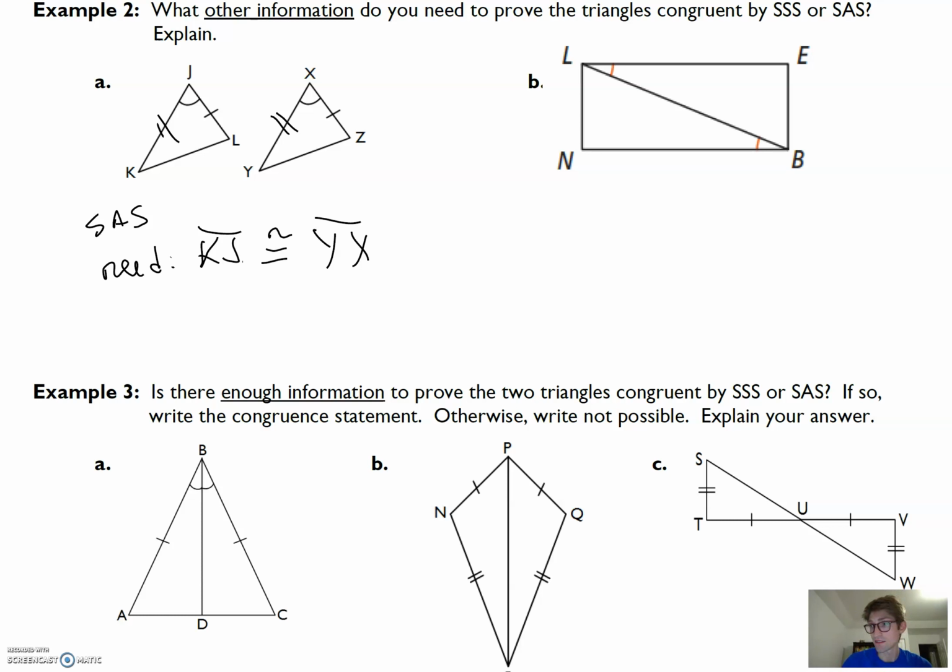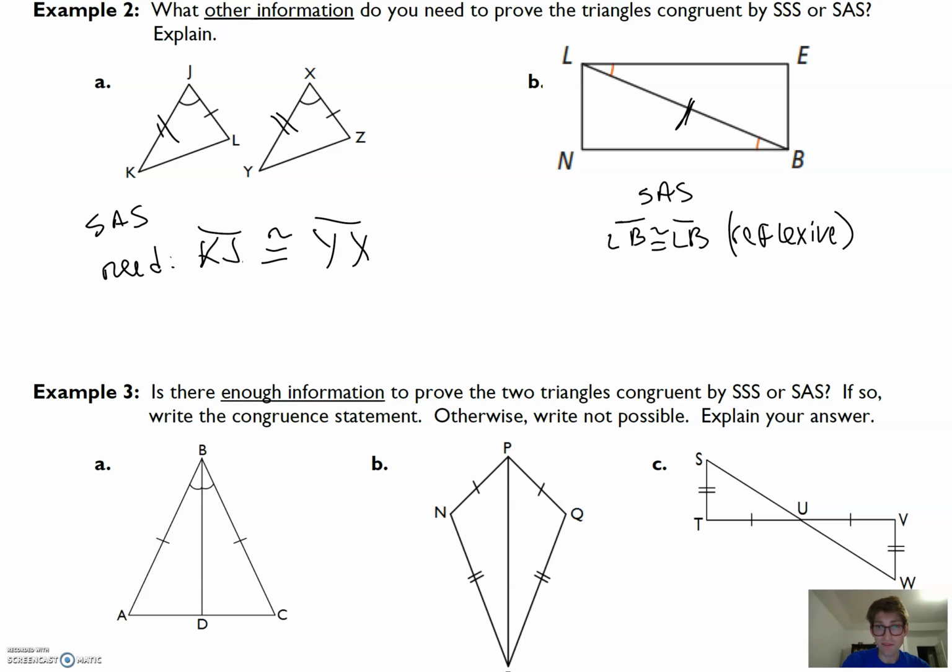Let's see. We have an angle. So since we have an angle, you're probably going to want to say side, angle, side right now. We know that LB is congruent to itself. Why? Reflexive property.